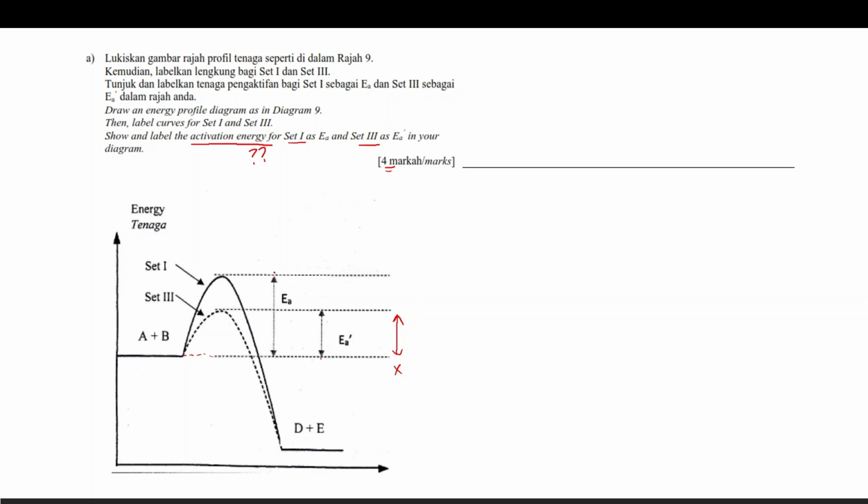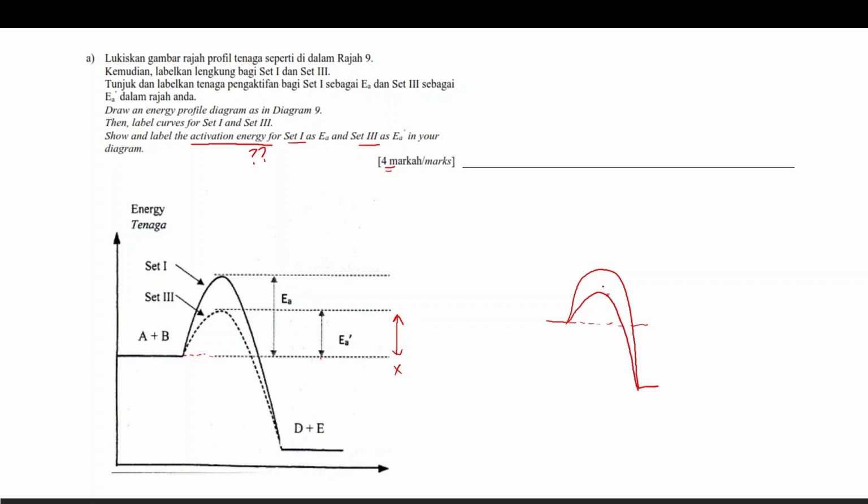So EA is from the reactants to the peak. So this is the original. Avoid drawing the activation energy here because you are not able to show the EA and EA prime at the same level here. So I encourage you to extend it, draw like this. Otherwise you would draw like this, it's very difficult.